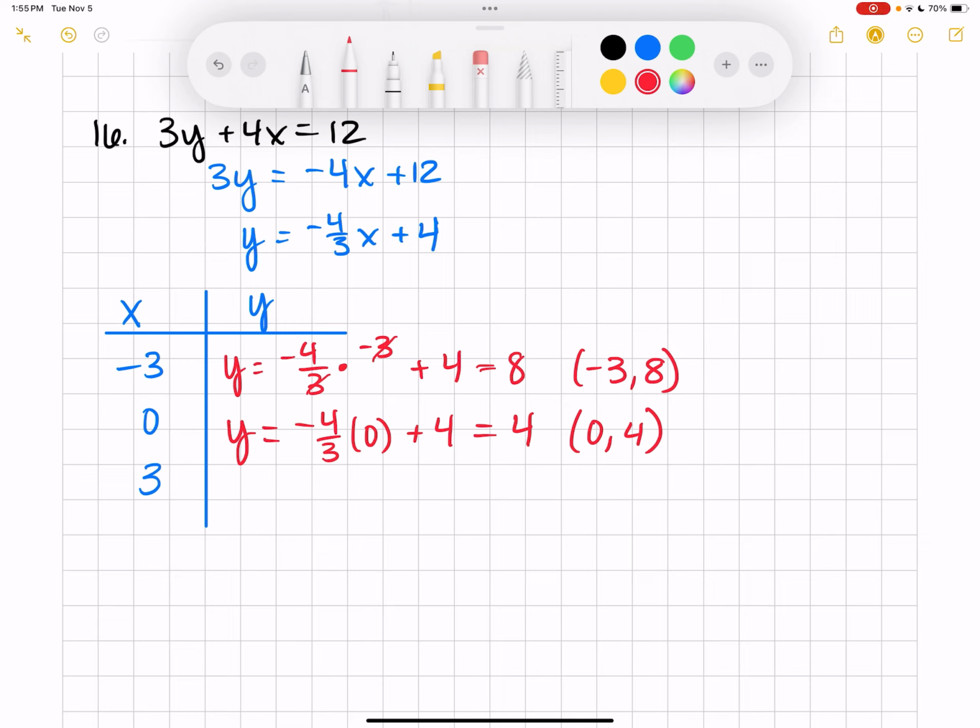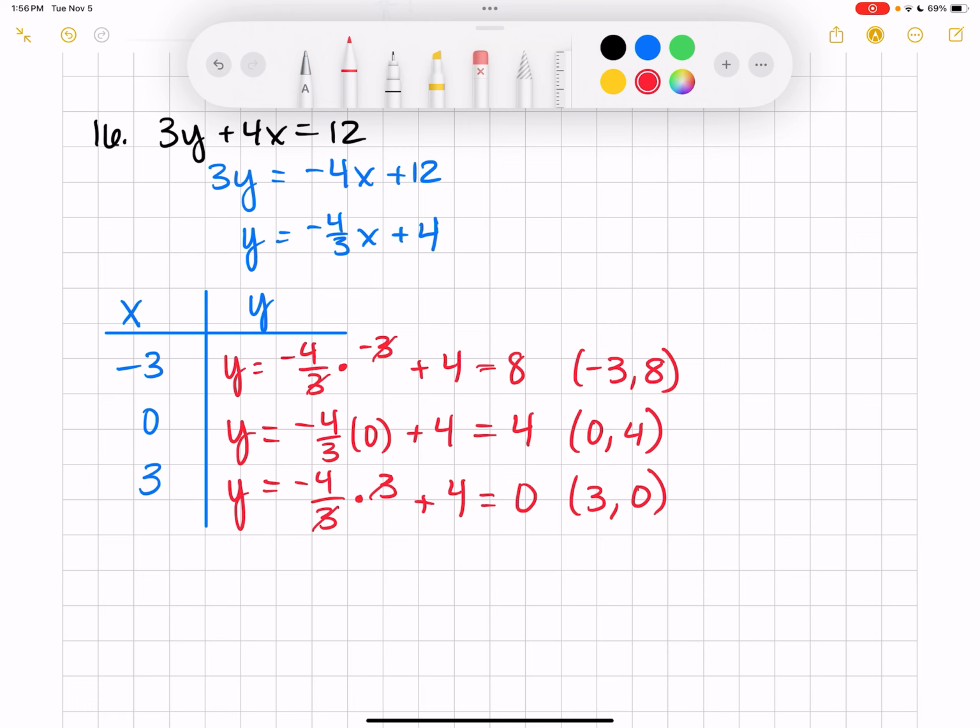And then lastly, plugging in 3. y equals negative 4 over 3 times 3 plus 4. So again, just like the first one, the 3's cancel. This time this 3 was positive though. So negative 4 times positive 1 is negative 4. Plus 4 is 0. So this point is at 3, 0.